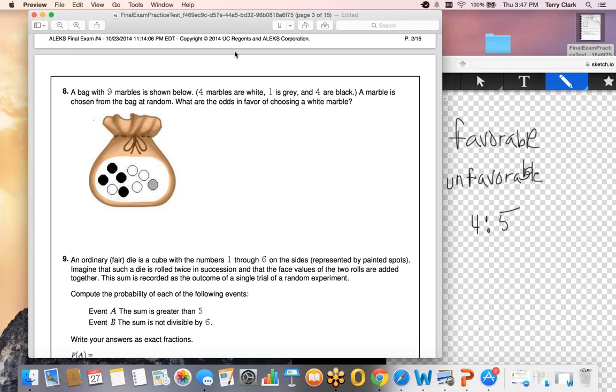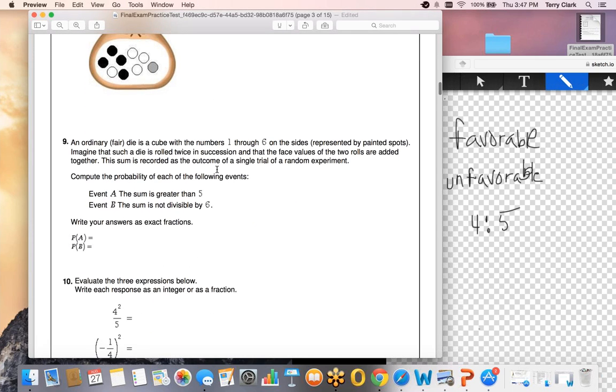All right, so here's the next one. An ordinary die is a cube with the numbers 1 through 6 on the sides represented by painted spots. And they're just trying to describe to you what a die looks like. And die is singular for dice, which is plural. If you got two or more, you got dice. If you got one, it's just a die.